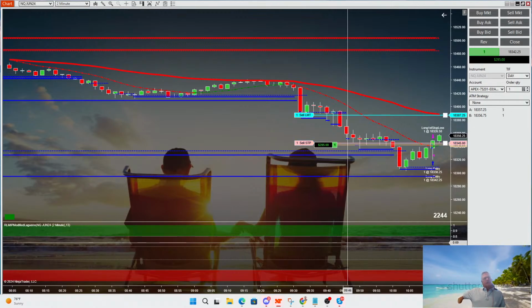Now my stop just went to break even plus 10. So I'm at break even plus 10 now. Worst I could do is make 50 bucks. That would be the worst case scenario. Kind of squeezed me a little bit, but that's okay. I can't lose any money on the trade.